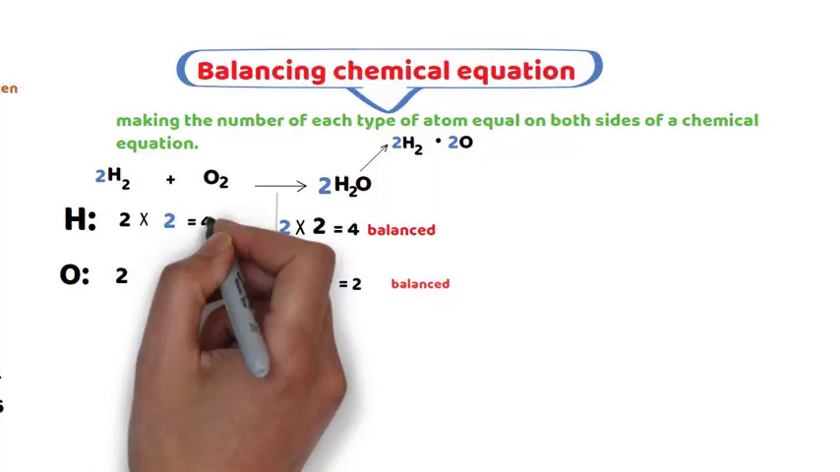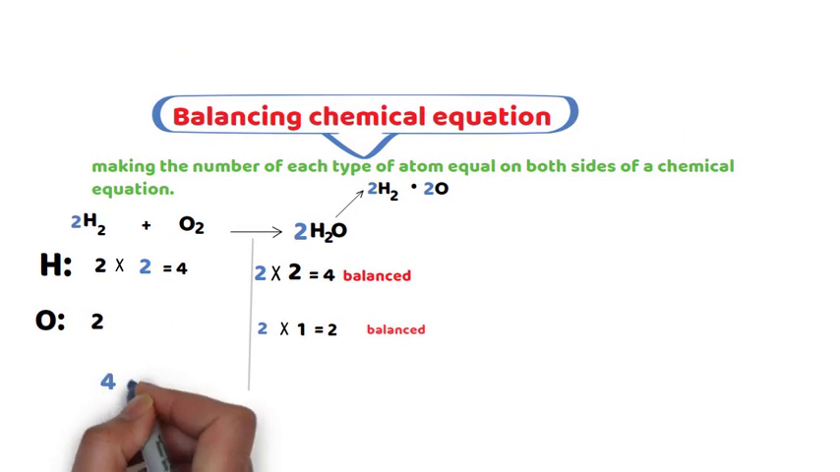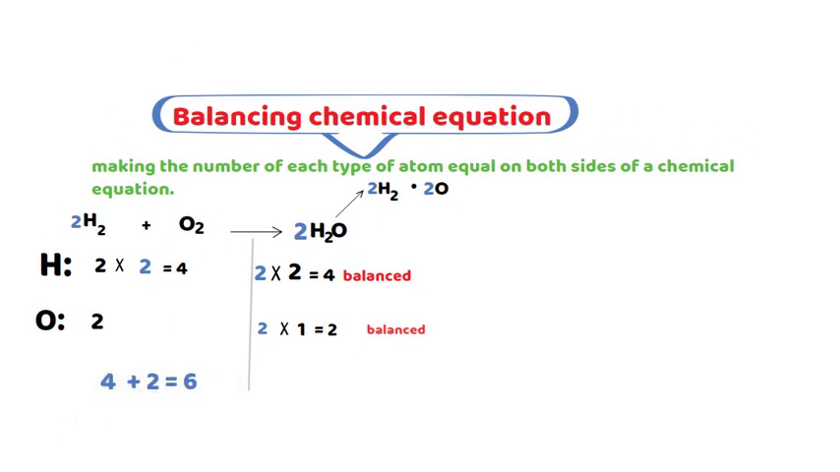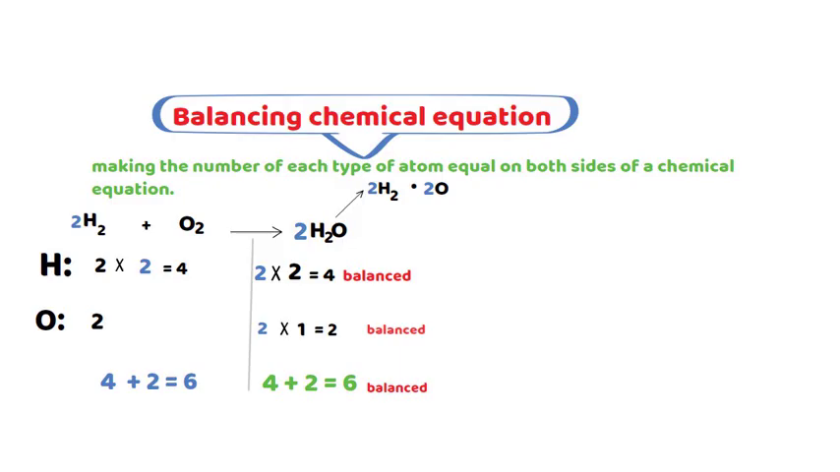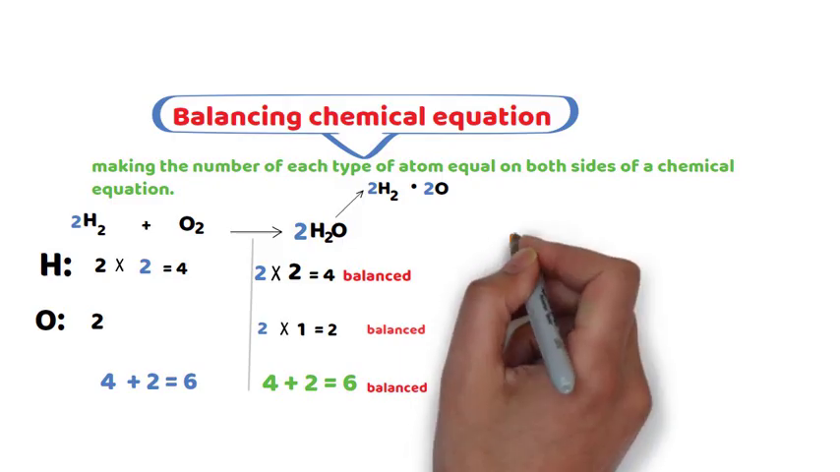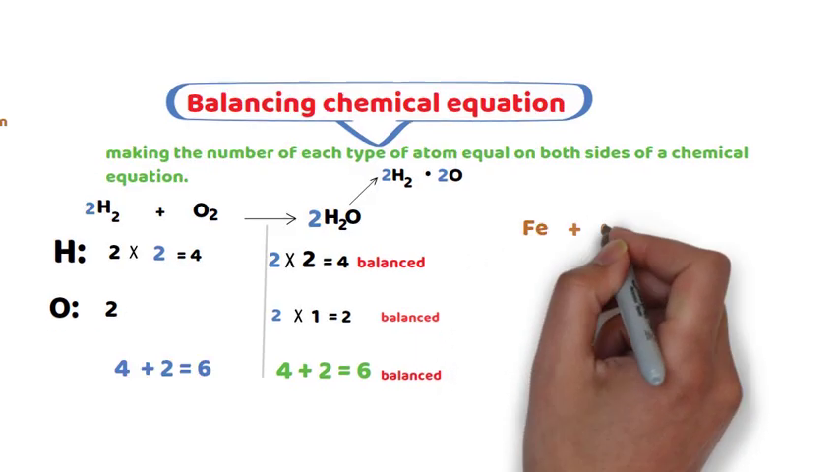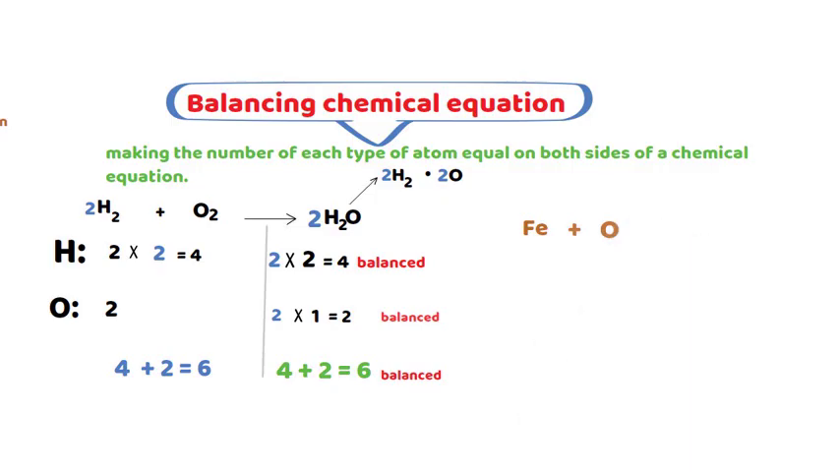Therefore 2 times 2 which equal to 4. Now hydrogen is balanced in both sides. The total number of atoms in the reactant side is 6 and the total number of atoms in the product side is 6. Therefore this equation is balanced.